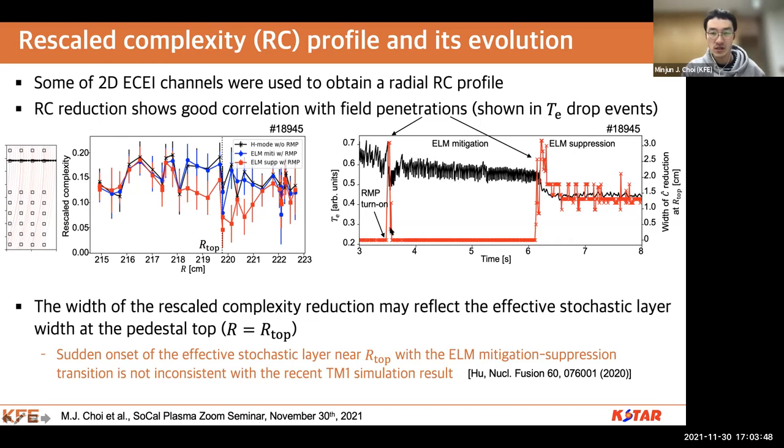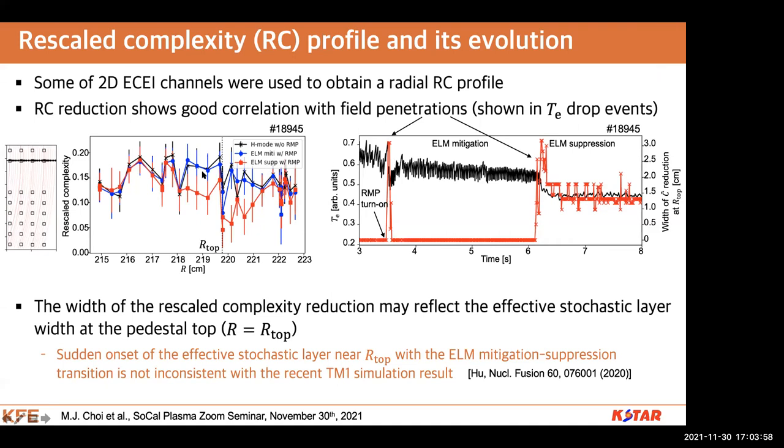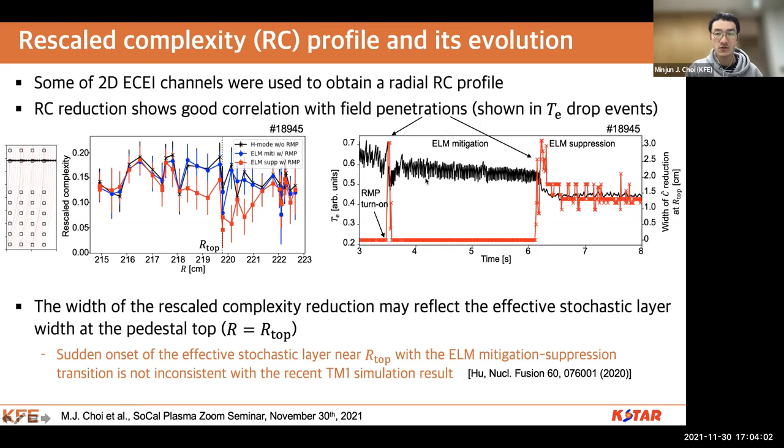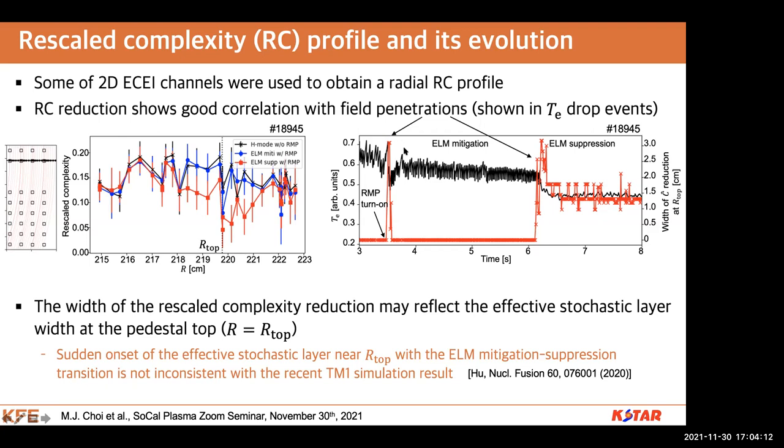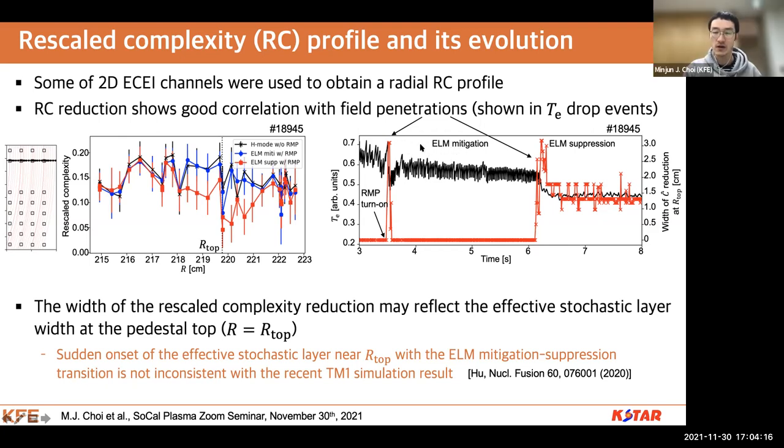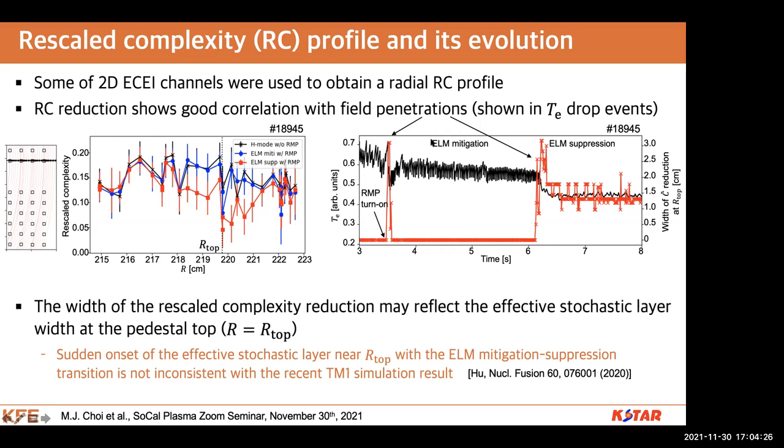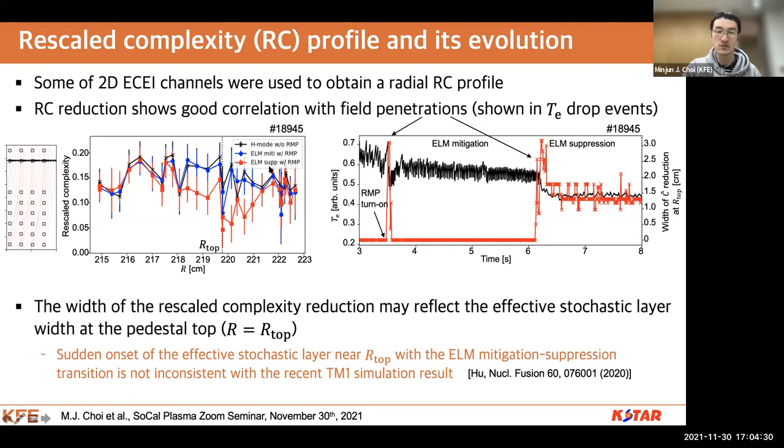Well, the RMP field was first applied here and stepped up, and it also increased linearly afterward. And we could not see any change of rescaled complexity for the mitigation phase. And I agree that the plasma response would be nonlinear. So we first found that in the mitigation phase and then the suppression phase beyond some threshold value. That reflects the nonlinearity of the plasma response, and that is actually quite well captured in this sudden decrease of rescaled complexity here, I think.